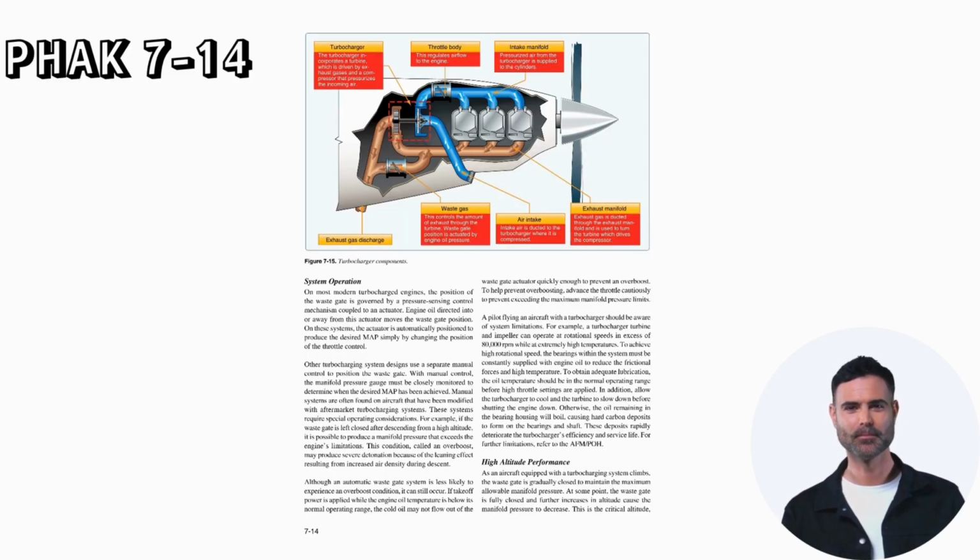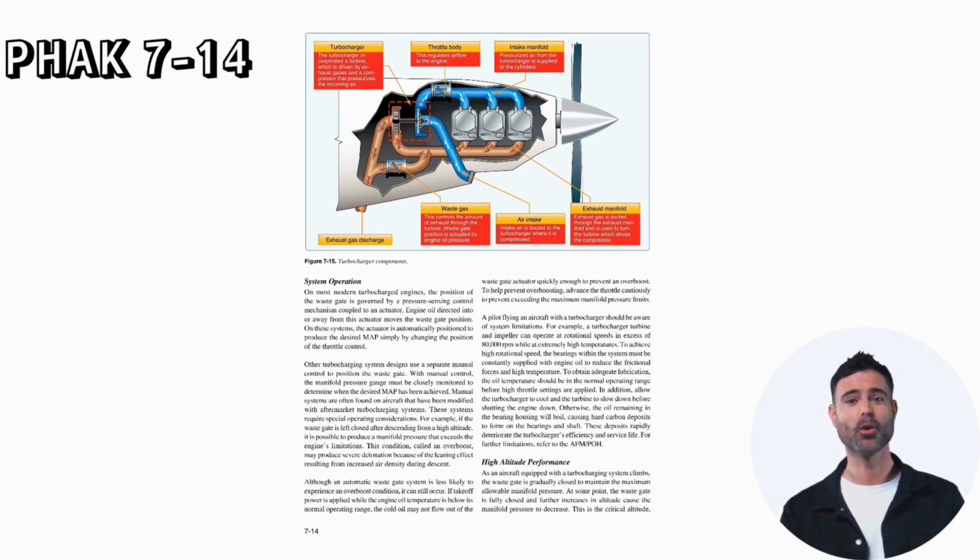System operation. On most modern turbocharged engines, the position of the wastegate is governed by a pressure-sensing control mechanism coupled to an actuator. Engine oil directed into or away from this actuator moves the wastegate position. On these systems, the actuator is automatically positioned to produce the desired MAP simply by changing the position of the throttle control. Other turbocharging system designs use a separate manual control to position the wastegate.